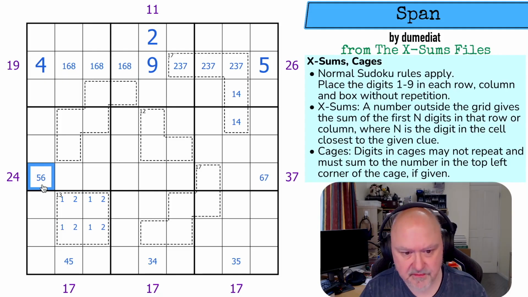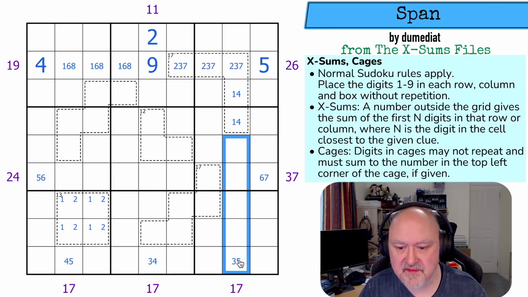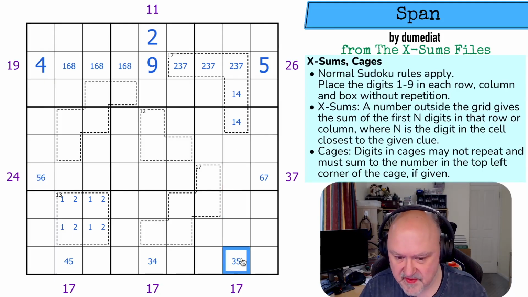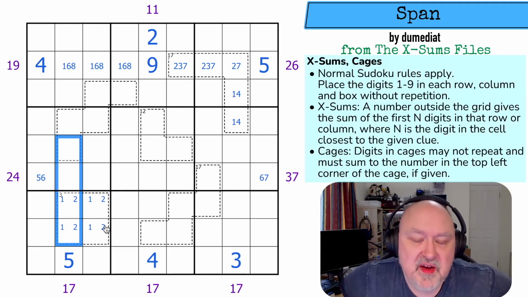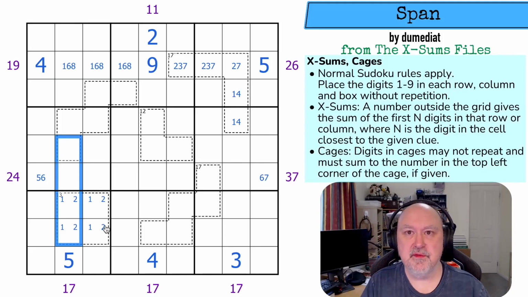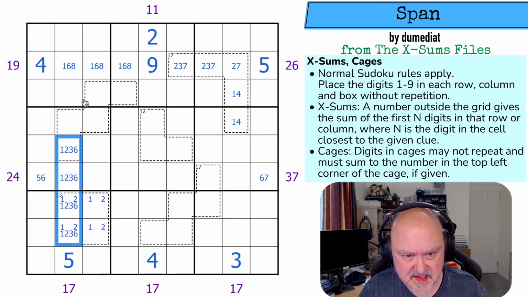The 4 says there's no 4 here. And that can't be a 5 because a 5-cell 17 sum needs a 1 in it. This is the 3, this is the 4, this is the 5. There's no 3 here. This is a 5-cell 17 sum. So it's 1, 2, 3, with a 5 in it. So it's 1, 2, 3, 5, which is 11. So it's 1, 2, 3, 5, 6. These are 1, 2, 3, and 6.